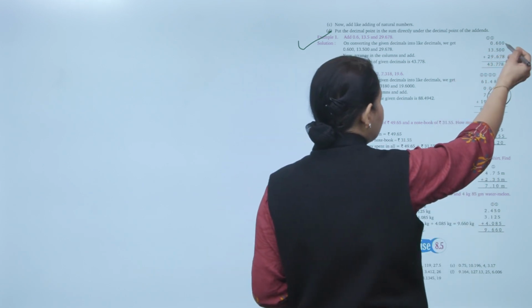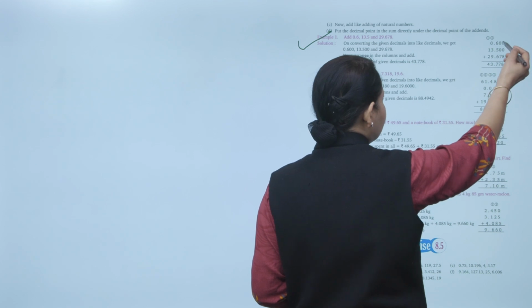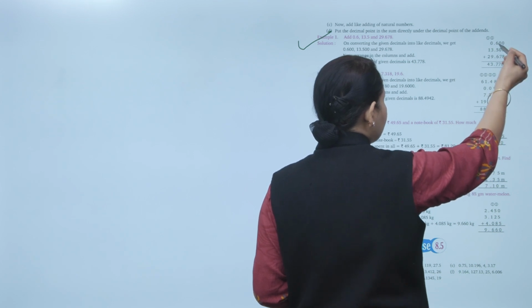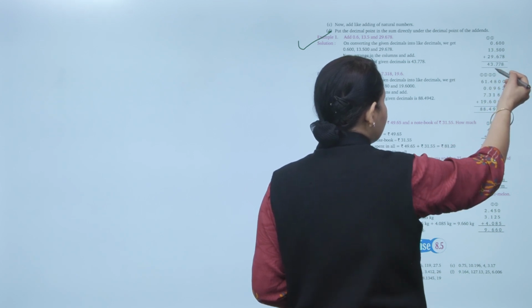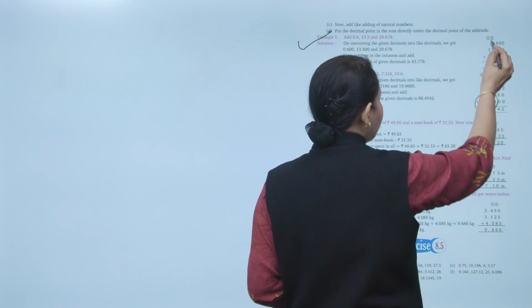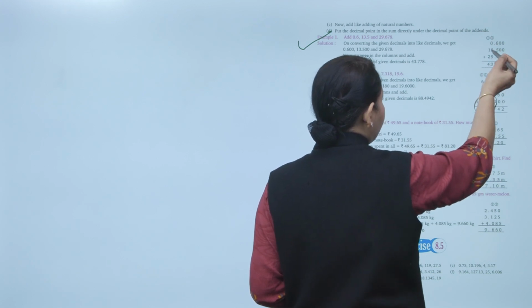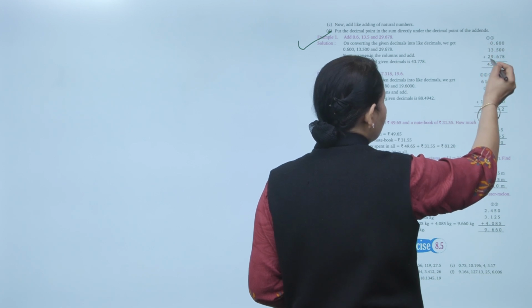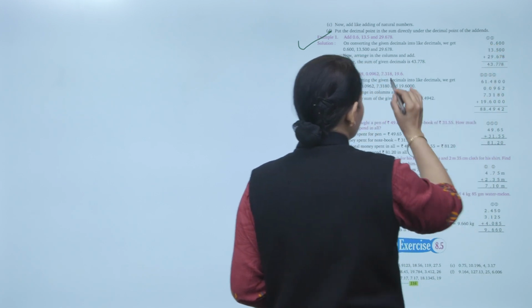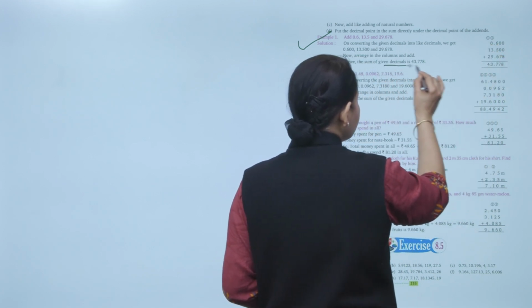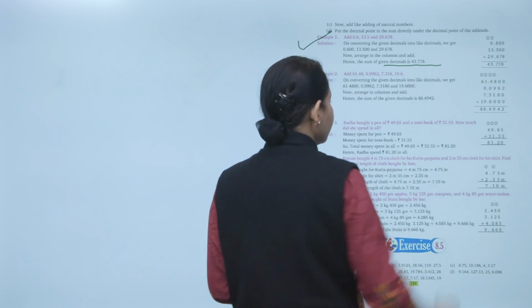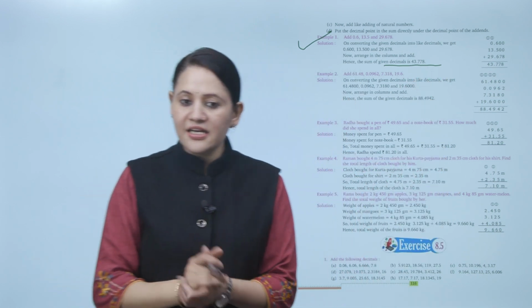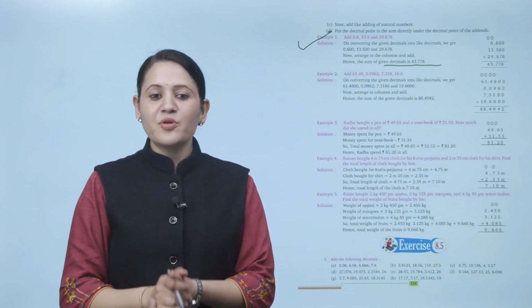Start from the right hand side. 0 plus 0 plus 8, that is 8. 0 plus 0 plus 7, that is 7. 6 plus 5 plus 6, that is 17. 7, 1 carry over, put decimal here. Then 3 plus 9 plus 1, that is 13. 1 carry over, 2 plus 1, 3, and 1, 4. So the sum is 43.778. Clear?